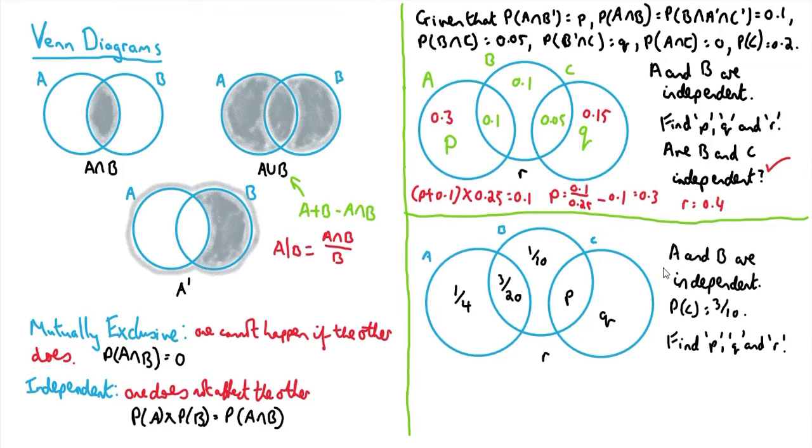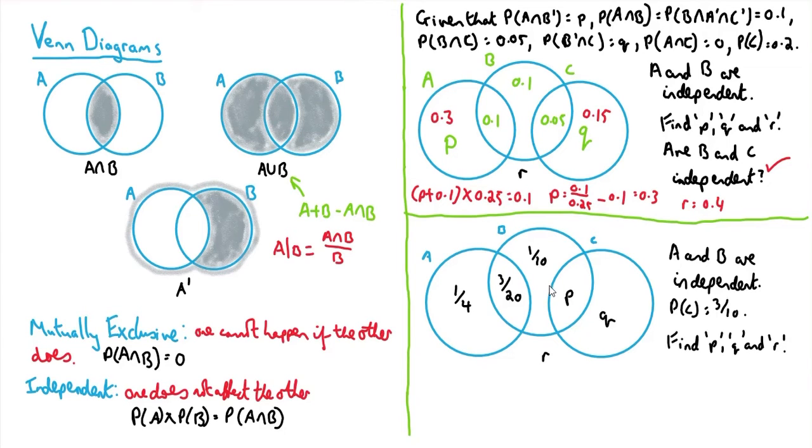Once again, A and B are independent, and now we know that the probability of C is 3/10ths. So based on this, find P, Q, and R. Think about how we've been doing this in the previous example, pause the video, have a go for yourself, and then press play again when you're ready to compare.